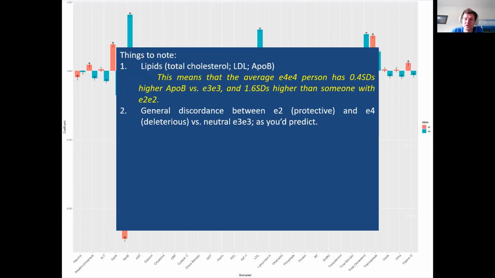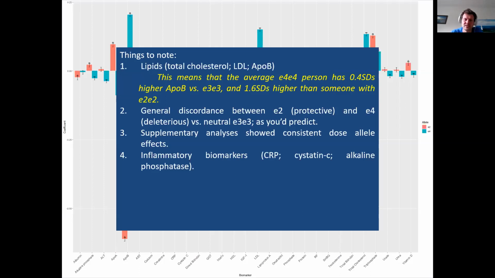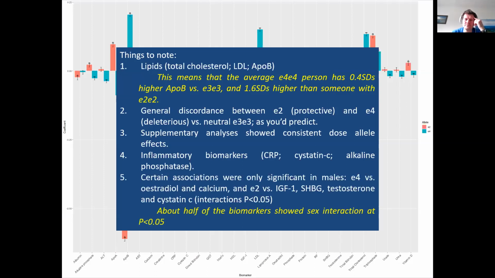As I said, there is discordance between E2 being protective and E4 being deleterious. So in most instances, they go in opposite directions. Supplementary analyses showed that, these are average per allele effects shown in this figure, but when you really looked at 1 or 2 E4 alleles versus E3, the values did actually show that. And also there were a number of associations with inflammatory biomarkers like C-reactive protein and cystatin C.